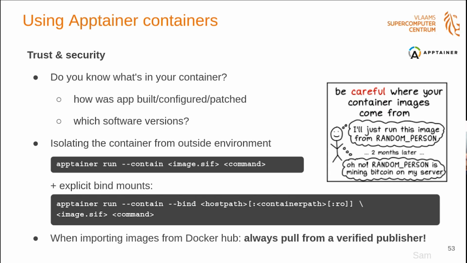Trust and security, this is a big one. You have to make sure that you know what's inside the container that you are running, that you can trust it, that you know how it was built, configured, patched, and so on, and which versions are used. And it's also very important, when you download, for example, from Docker Hub, that you download from a verified publisher. So not from some random person where you don't know what he put inside your container. It's really a full package, so anything can be in there. It's important.